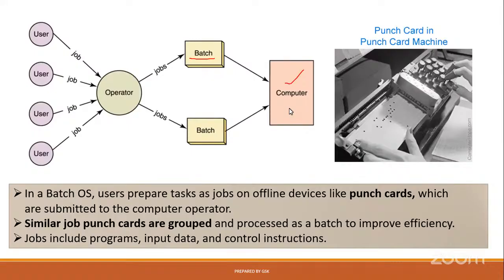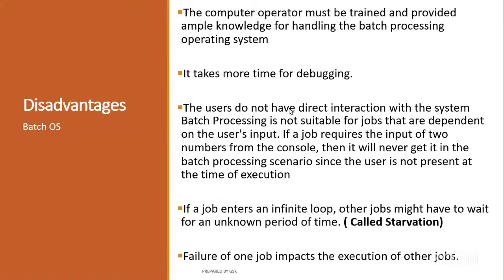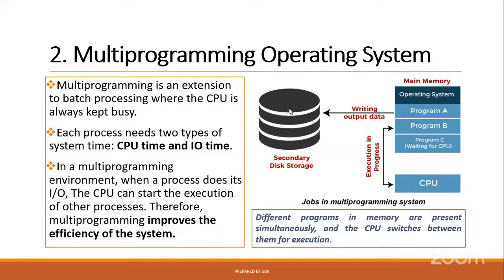So to overcome this problem, the next type of operating system was introduced, that is called multi-programming operating system. The main concept of the multi-programming operating system is they try to reduce the CPU idle time. We want to give more and more work to the CPU in general terms.